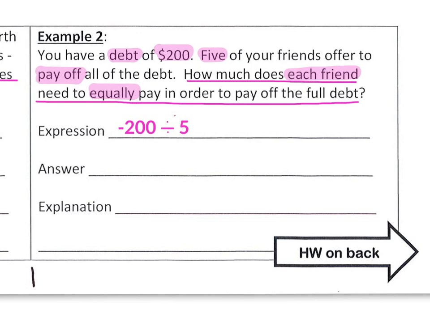So when I do that, negative 200 divided by 5, my answer is negative 40. But when I talk about an answer, a negative 40 doesn't really mean much. What does that mean for the question? Well, how much does each friend need to equally pay in order to pay off the full debt? That negative 40 tells me each friend will pay $40. Okay, so you need to make sure that you write that exactly how it's written there. Each friend will pay not negative 40, but they will each pay $40.